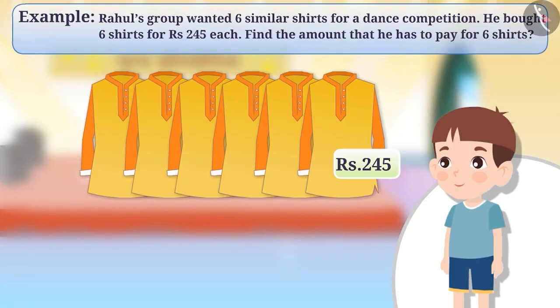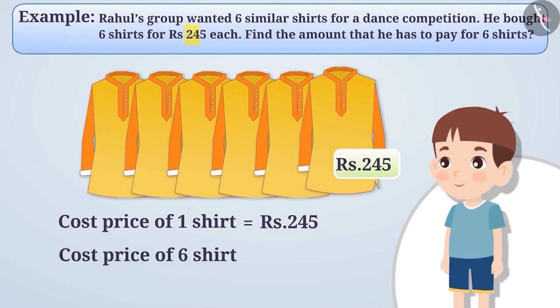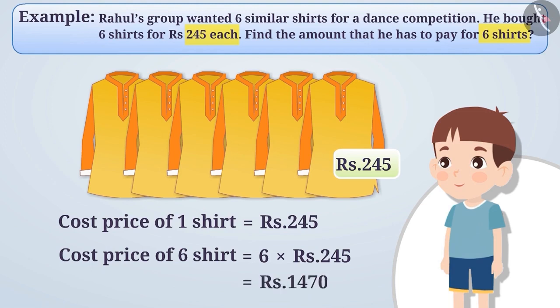We are given the cost price of one shirt, that is, rupees 245. In order to find the cost of 6 shirts, we have to multiply the number of shirts, that is 6, with the cost of one shirt, rupees 245. Therefore, cost of 6 shirts is equal to rupees 245 into 6, which is equal to rupees 1470.